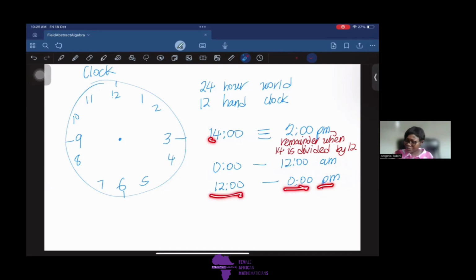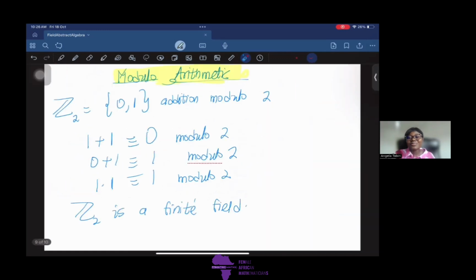Right? Now, how do we say that 14 is the same as 2 p.m.? We look at the remainder when 14 is divided by 12. And that gave us, that's what 1400 is equivalent to, what? 2 p.m. And in math, we call that modulo arithmetic. So modulo arithmetic, you look at the remainder when you divide the resulting number by the modulo you are considering.